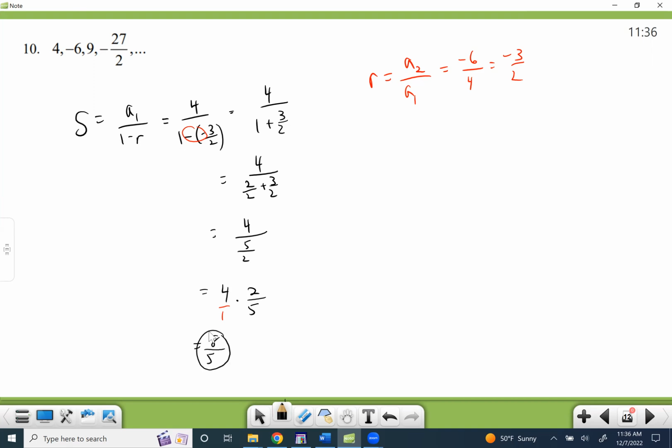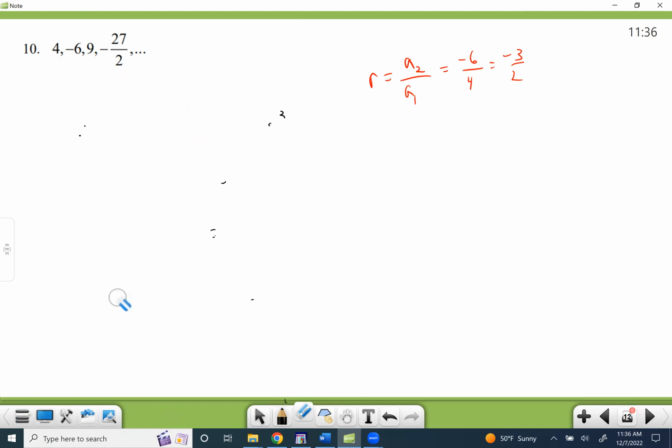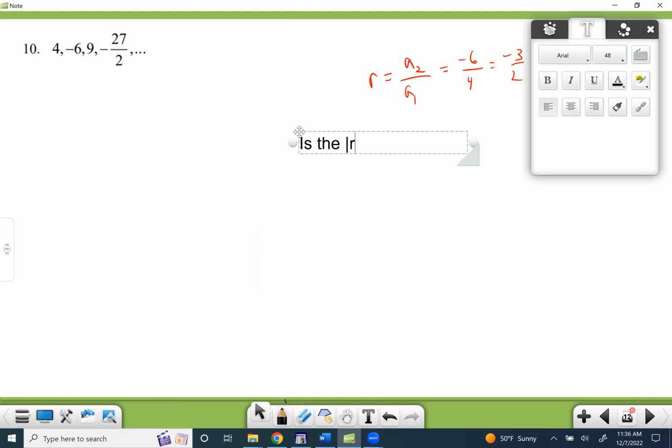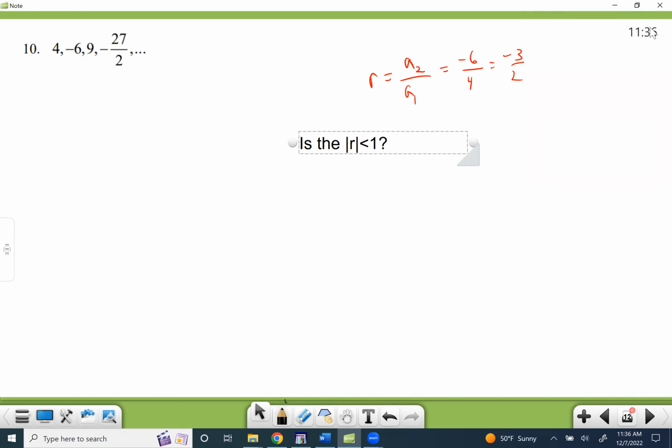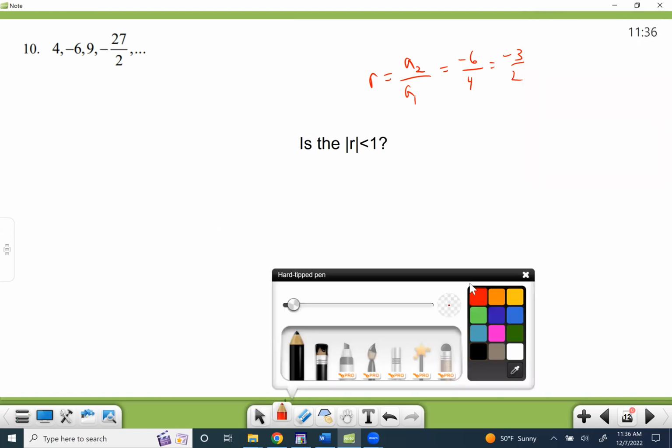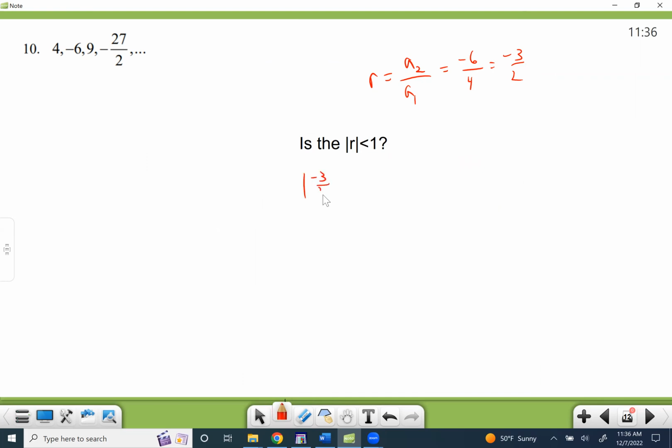Now, for those of you with a good calculator, oh, you know what, guys? Holy moly. Shame on me. Maybe it's good that I did this. None of this should have been done. Maybe it's good that you see it because you're like, oh, you got an answer. I didn't even check. Is the absolute value of r, rookie mistake, less than 1? It's not, right? Shouldn't have done any of that madness, because if I take the absolute value of negative 3/2, I get 3/2. That is not less than 1, right?